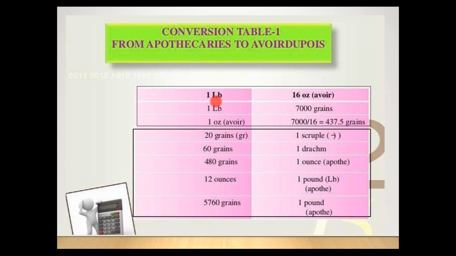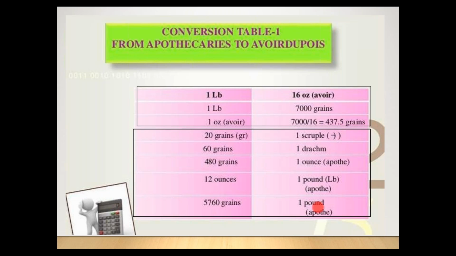So remember, this first table is your avoirdupois system, where the pound is the standard unit for weighing and all others are derived from the pound. 1 pound is equal to 16 ounces and it is also equal to 7,000 grains. Therefore, to know how much 1 ounce is, I simply take 7,000 grains divided by 16, which is equal to 437.5 grains.